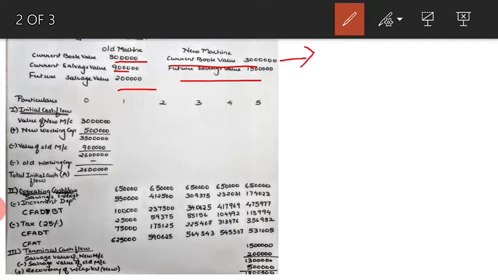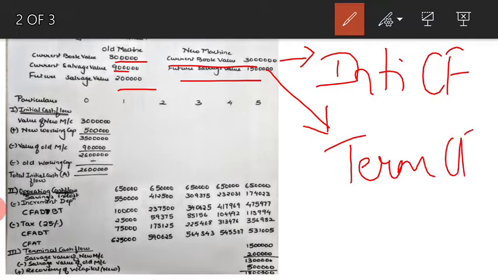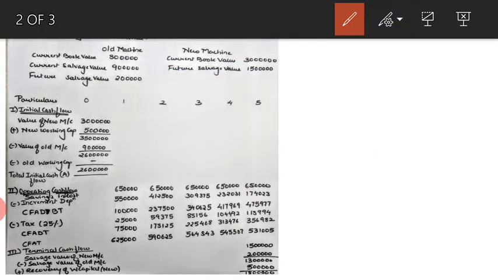Okay, so 30 lakhs, that is current book value, will come under initial cash flow, whereas this 15 lakhs, which is salvage value, will come under the terminal cash flow. Okay, so this is how you interpret the data provided. Now let's move ahead with the solution.